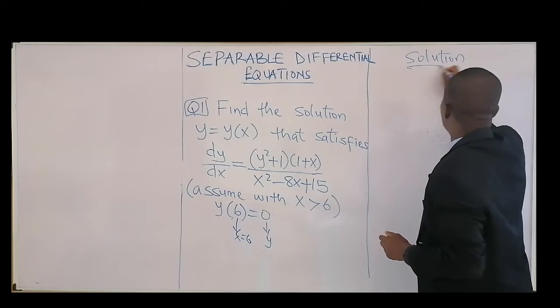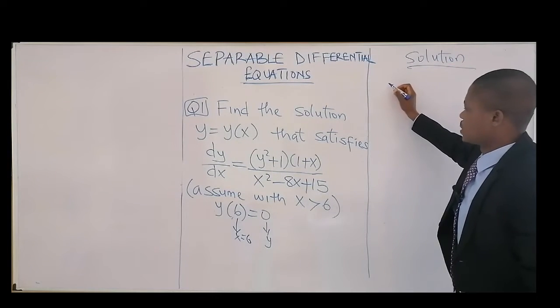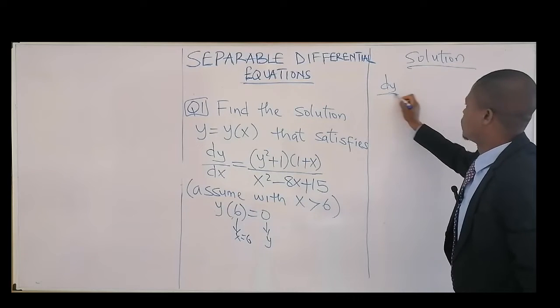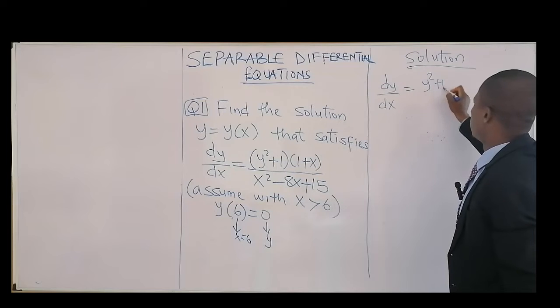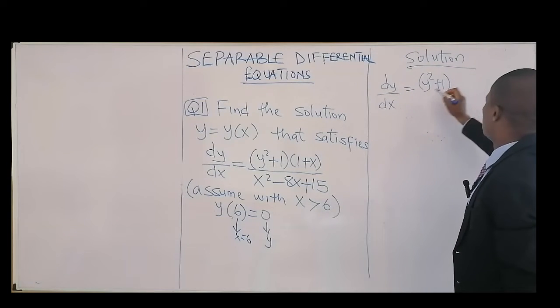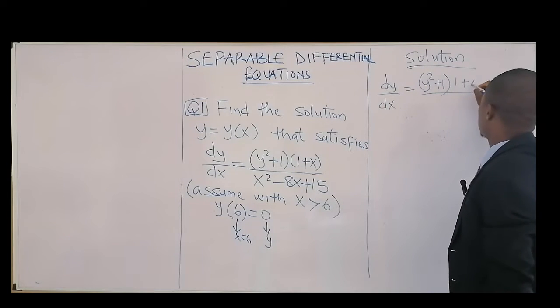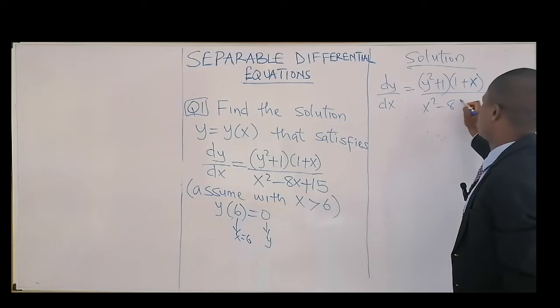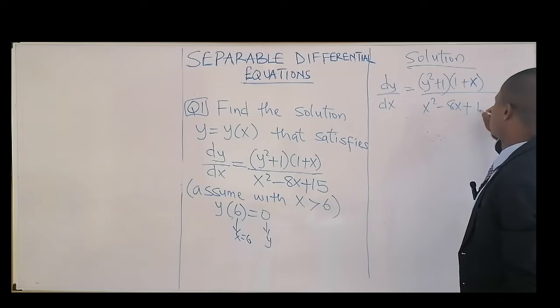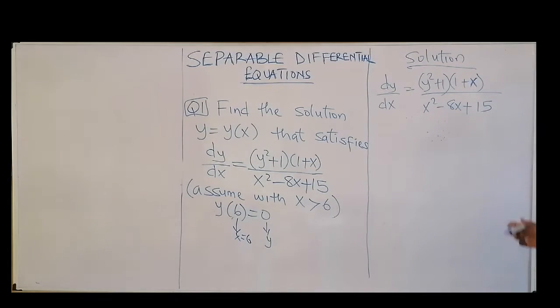Solution. Okay, so dy/dx is equal to this, which is what we have: y squared plus 1, all over 1 plus x, and then x squared minus 8x plus 15. So how do we solve this? We're going to use separable differential equation techniques.